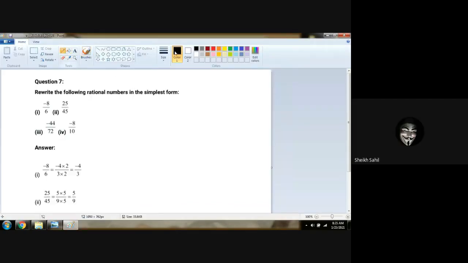Okay, who will read this? Rewrite the following rational numbers in the simplest form. Simplest form, standard form, lowest form. I already taught you what we have to do. Yes. What do we have to do, Sahil?